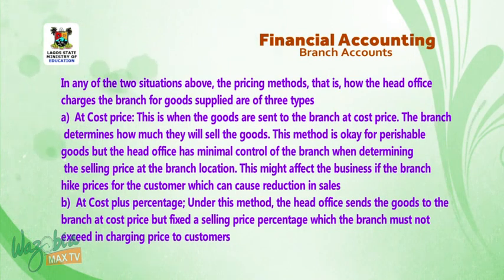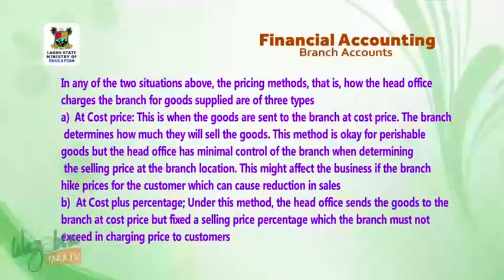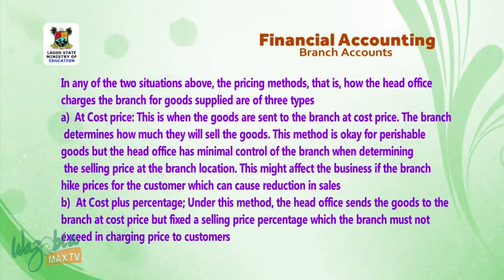A. At cost price. This is when the goods are sent to the branch at cost price. The branch determines how much they will sell the goods. This method is okay for perishable goods, but the head office has minimal control of the branch when determining the selling price at the branch location. This might affect the business if the branch hikes prices for the customers, which can cause a reduction in sales.